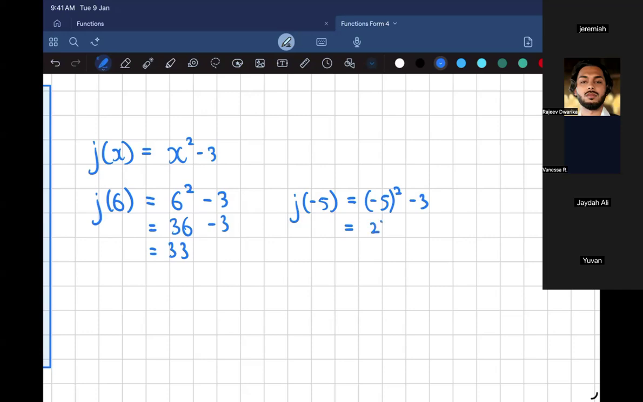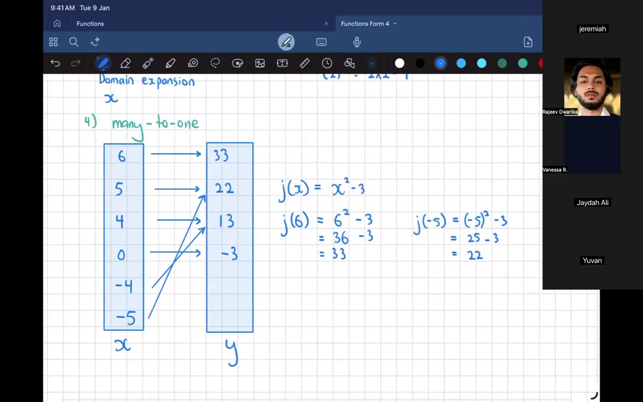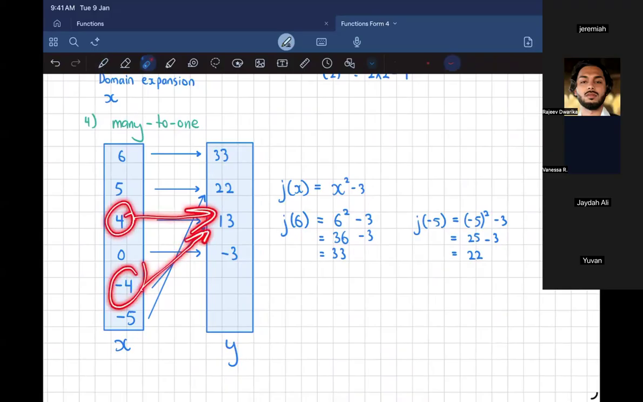25 minus 3, that would be 22. So these are just a couple of examples, right? So, Jira, you can see why this is a many to one function? Yes, because many of the elements in X go into one element in the Y. And you can see that, watch: 4 and minus 4, both of them go into 13. You can see that.